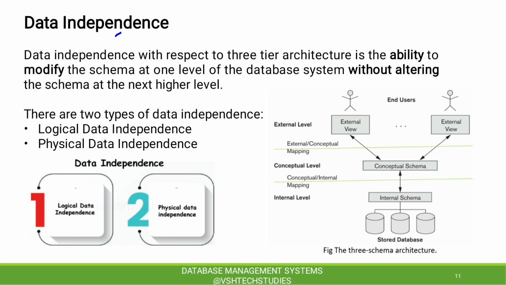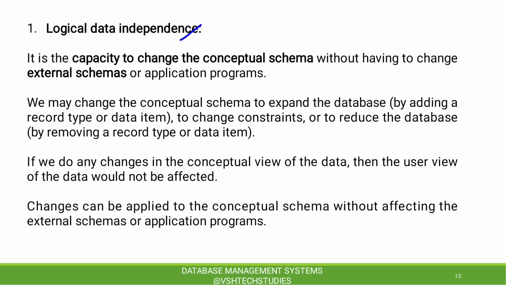Next, what is data independence? Data independence with respect to three-tier architecture is the ability to modify the schema at one level of the database system without altering the schema at the next higher level. There are two types of data independence: logical data independence and physical data independence. The first one, logical data independence, is the capacity to change the conceptual schema without having to change the external schema or application programs.